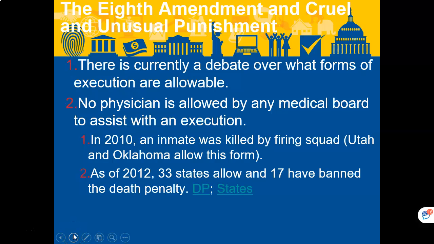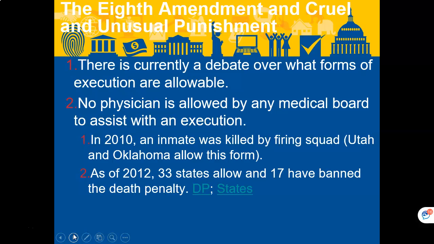There's also a debate about what forms or what methods can be used to put someone to death. All the states that allow it allow lethal injection, but that has come under fire as well. A lot of pharmaceutical companies are based in Europe, and so they will not sell any drug that can be used to put someone to death to any state or the federal government, for that matter, in the United States.